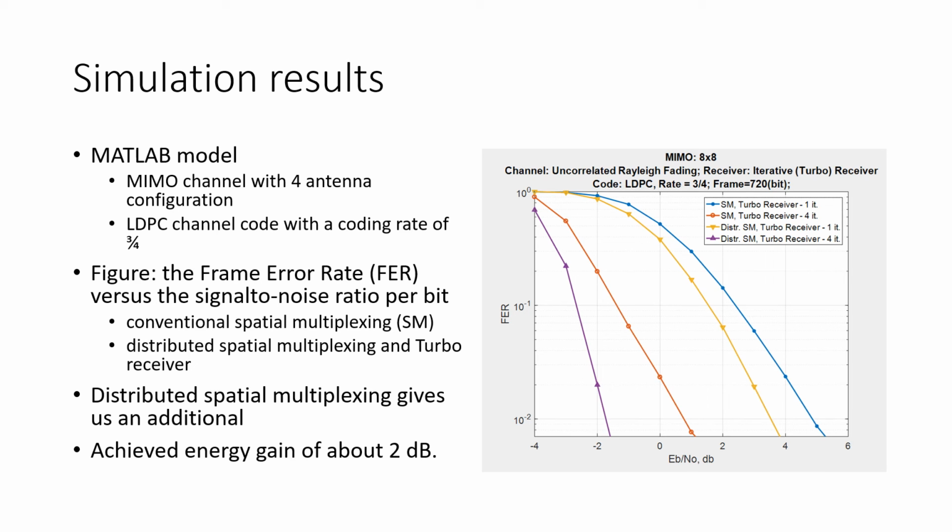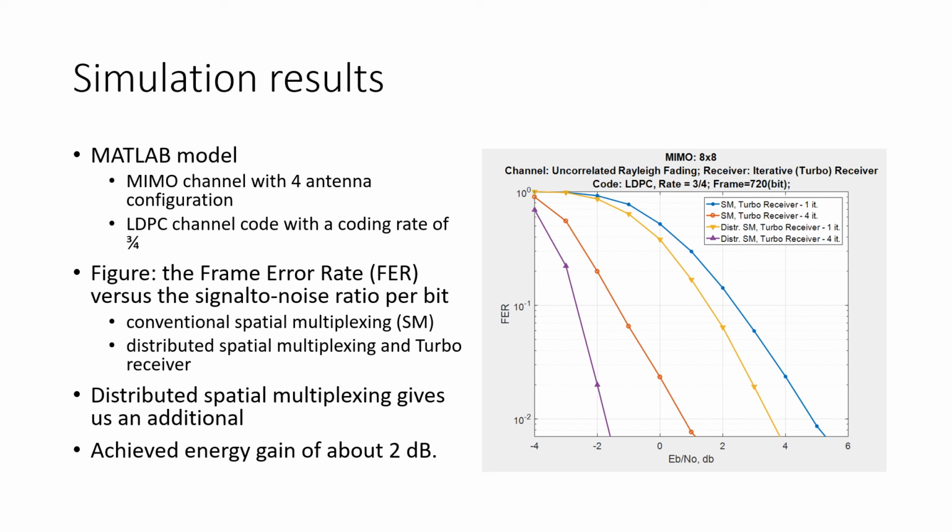In order to validate the developed algorithms, a computer model was created in MATLAB, and it considers a MIMO scheme with distributed spatial multiplexing. The simulations were carried out for a MIMO channel with a 4 antenna configuration. An LDPC channel code with a coding rate of 3 divided by 4 was used. In the figure on the right, you can find the frame error rate against the signal-to-noise ratio per bit for a system with conventional spatial multiplexing and distributed spatial multiplexing, using an iterative turbo receiver.